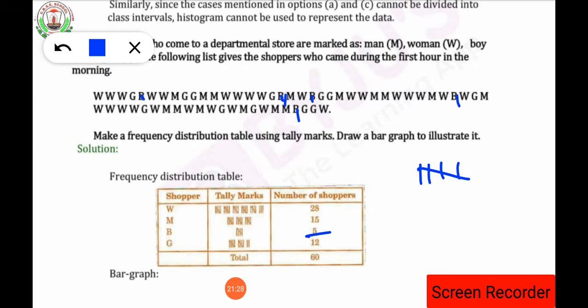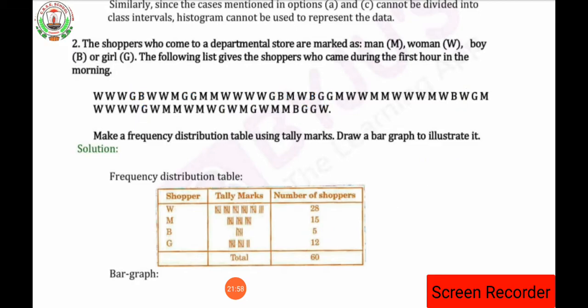G denotes the girls. So this is 1, 2, 3, 4, 5, 6, 7, 8, 9, 10, 11 and 12. So how many girls are there? 12 girls are there. That means how many tally marks? 1, 2, 3, 4, 5. 1, 2, 3, 4, 5. 5 plus 5, 10. Then 2 more are left. That is 2 sticks again we are going to put. So have you understood how to mark the tally marks?